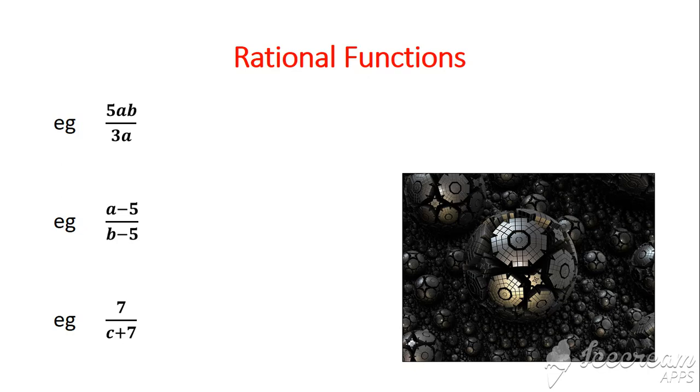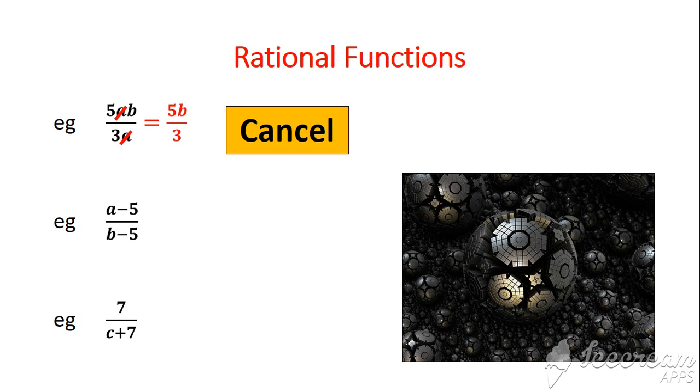Now, let's just quickly talk about when we can and can't cancel. In this first example, 5ab over 3a, 5 times a times b divided by 3 times a. The a's can cancel. Now, that's because we are multiplying everything. We can only cancel when things are getting multiplied. And that would leave us with 5b on the top and 3 on the bottom.